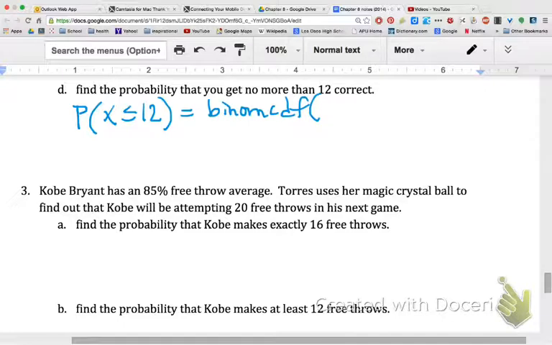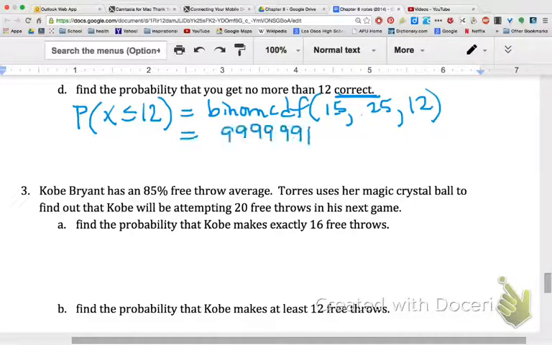Remember, it's n, but was 15. Probability of success is still 0.25. And I want to go all the way to 12. Put that into your calculator, see if you get it correct. Did you get it? Since I don't like to put down that it's 1, I'm willing to go all the extra decimal places until I find a non-9 digit.